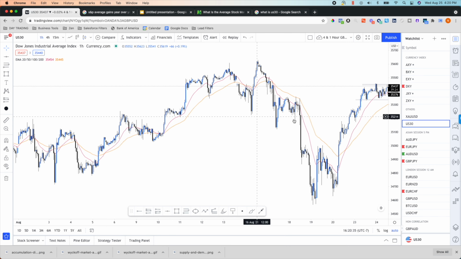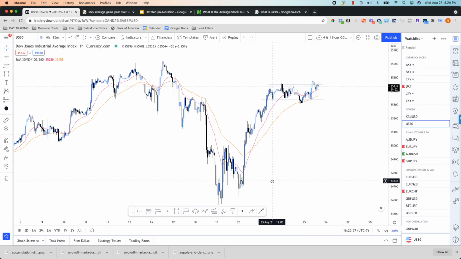The more that we actually buy into the US 30, the higher probability chances we have of making good calls, or winning that trade. Let's get into TradingView and I'll show you an example, all right?